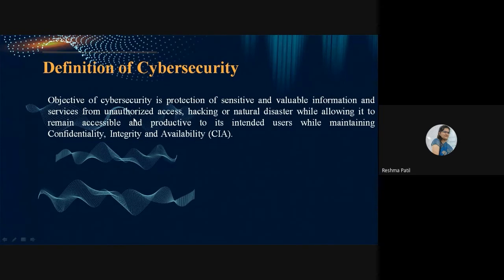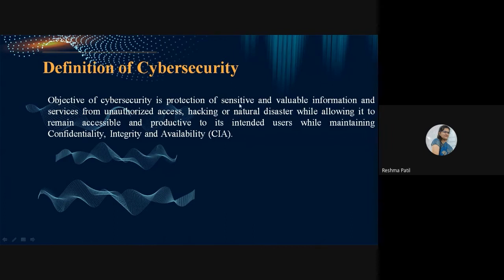So, your main objective of cybersecurity is protection of sensitive and valuable information. Whatever sensitive data a particular organization is collecting, protection of that data is important. So that is the main objective of cybersecurity. And the services they are providing should be available on time. What do we have to protect this from? Unauthorized access.